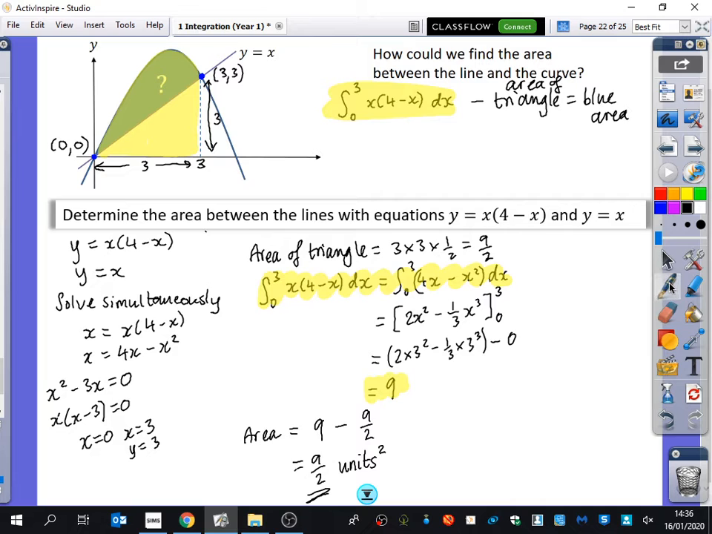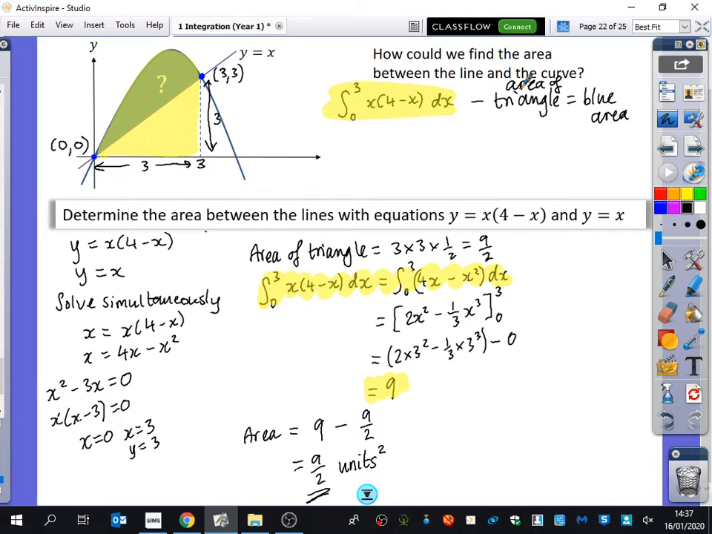Now there's another way you could think about this question. Is it my preferred way? Maybe, I'm not sure. The other way we could have thought about this is to do the entire thing just using integration. How could I find the area of this triangle, but instead of doing it as the area of a triangle, how could I do it using integration? Use the y equals x.